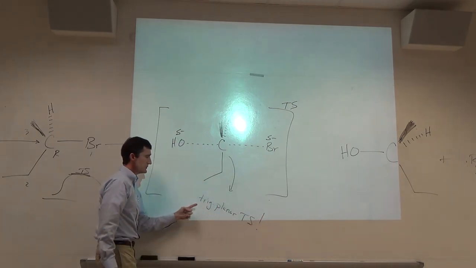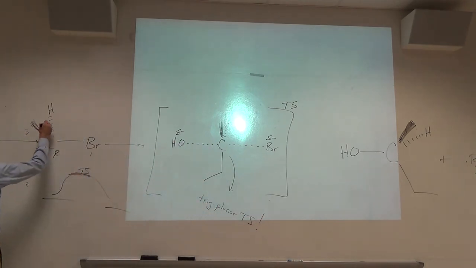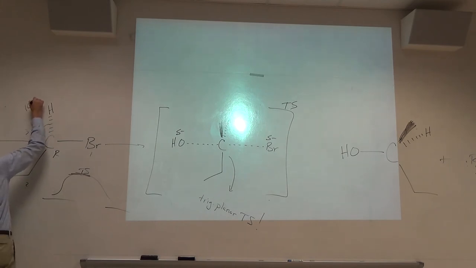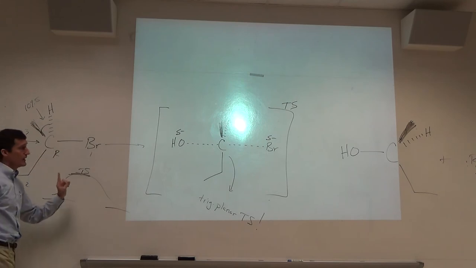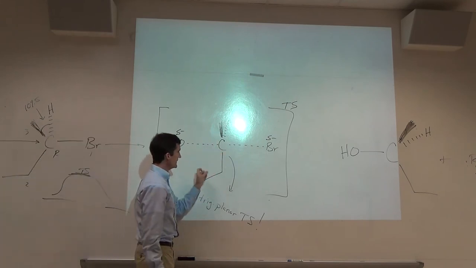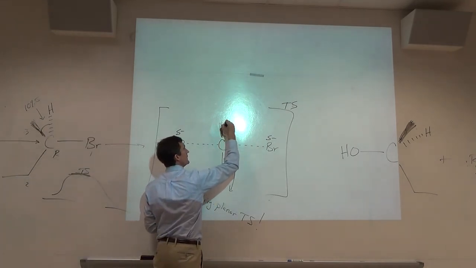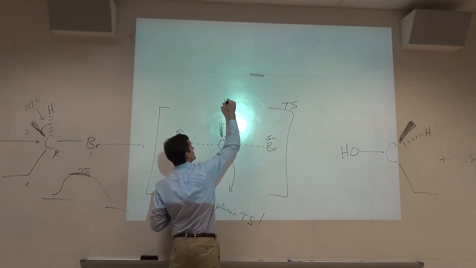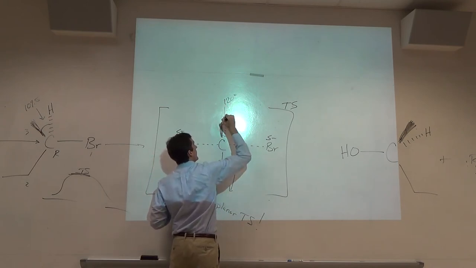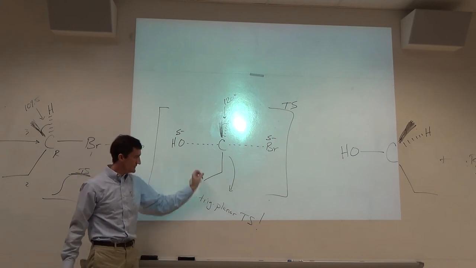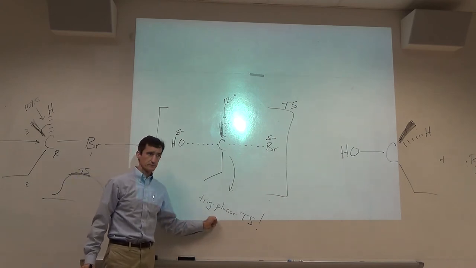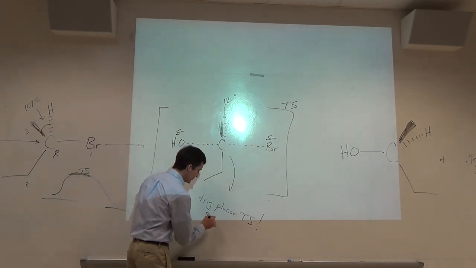What type of bond angles do we have for trigonal planar? Over here the bond angle is 109.5 because it's tetrahedral. This is trigonal planar like. What type of bond angles do we have here? 120. Yes, 120. The transition state is trigonal planar like, sp2 like.